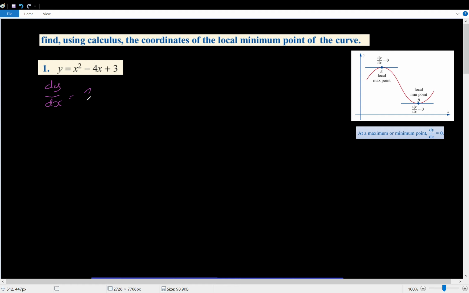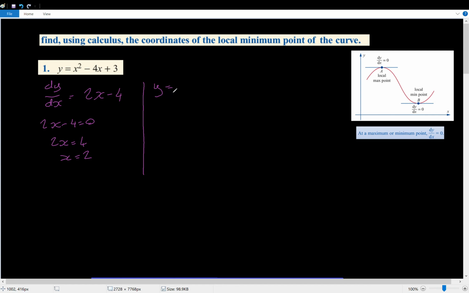In this case, that's going to equal 2x minus 4. And then we're going to set 2x minus 4 equal to 0, and solve that out for x. We're going to get 2x equals 4, which means x equals 2. And that just means that when x is 2, we're at our local minimum point on the curve.